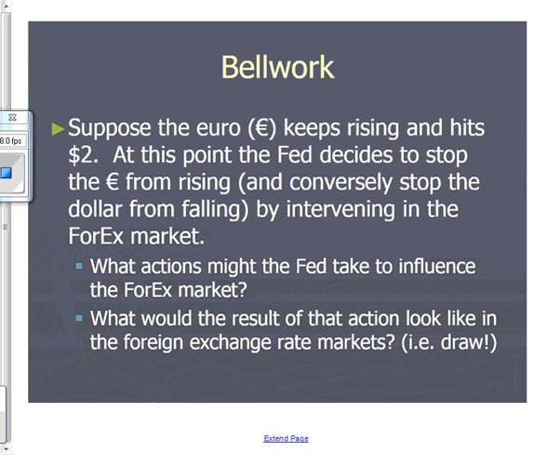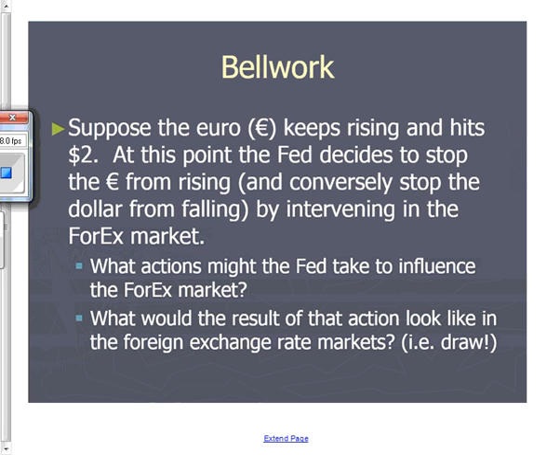All right, this was an old bell work. We'll just use this as a practice problem. So it says suppose the euro keeps rising and hits $2. So in other words, it costs $2 for 1 euro. All right. Now, at this point, the Fed decides to stop the euro from rising and conversely stop the dollar from falling in value by intervening in the foreign exchange markets. What actions might the Fed take in the market? What would the result of that action look like in the foreign exchange markets, towards a draw? So again, go ahead and hit your pause button, take a minute, and try out this problem.